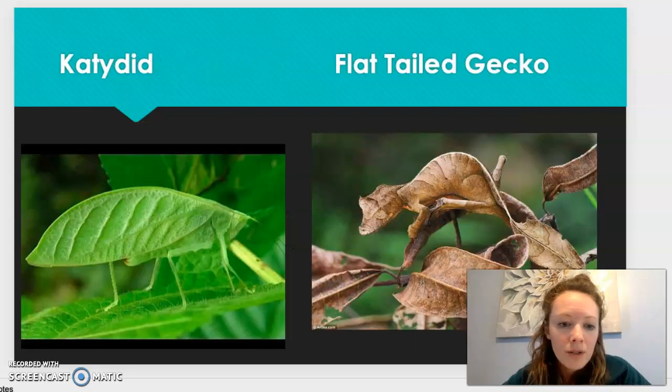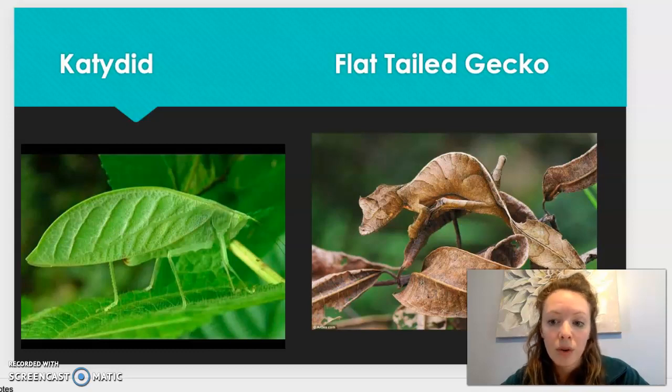Okay, so let's look at these two organisms. We have a katydid and a flat-tailed gecko, and you should be able to see right away that they are excellent at camouflaging into their areas. In science, we call this color protection. We don't say they camouflage, we call it color protection, because it's really their color, and in this case, even their texture, that is protecting them from their predators. You can note that the katydid looks identical to the leaf, as does the flat-tailed gecko. So again, we call that color protection.